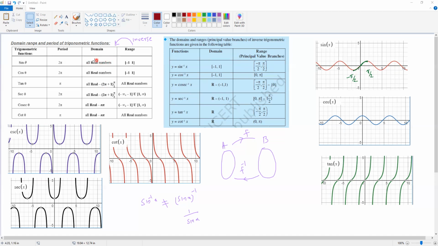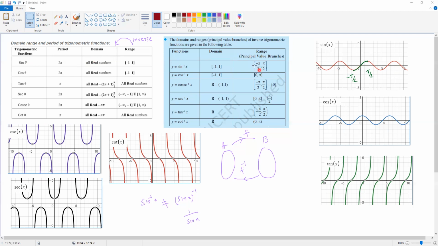Sin inverse x का range. If you take it like that, it is not one-one and onto, so the inverse does not exist. So what we did is we restrict the domain of the trigonometric function. We will consider only minus pi by 2 to pi by 2. In that particular area, sin x is one-one and onto, so the inverse exists.